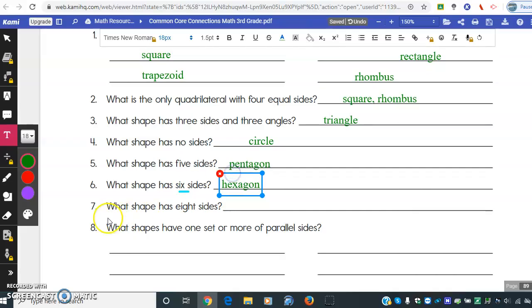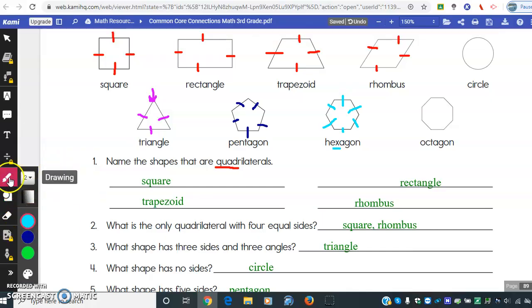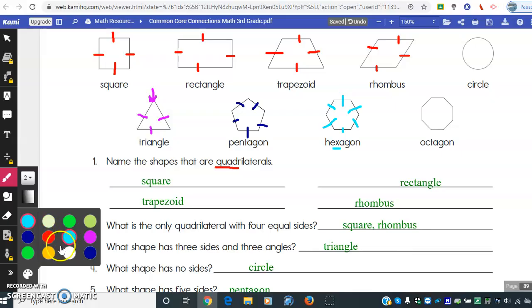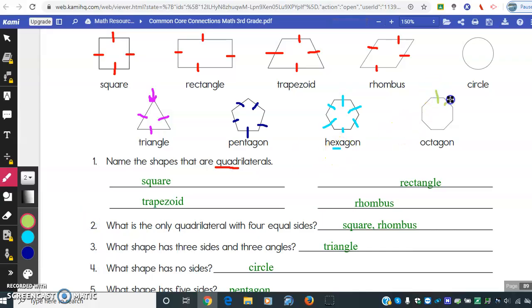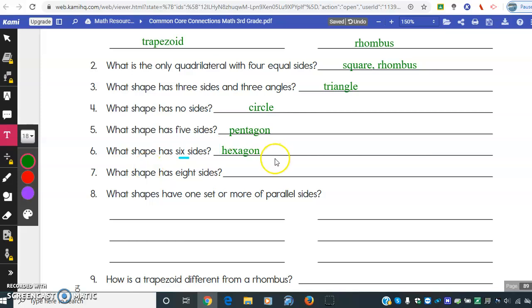Which leaves us at number 7. Which shape has 8 sides? Obviously, it's nothing that we've marked already. Must be this one, but let's double check and count our sides just to make sure that we are correct. What color can I choose? Let's go with this color, green. 1, 2, 3, 4, 5, 6, 7, 8. Octagon, 8 sides. And there's another little trick to remembering that.